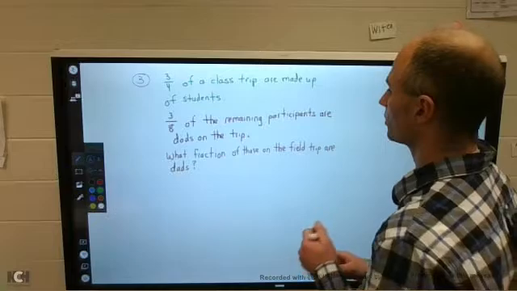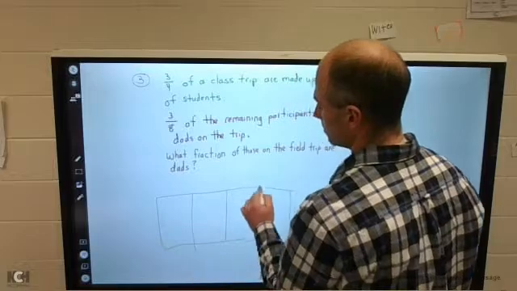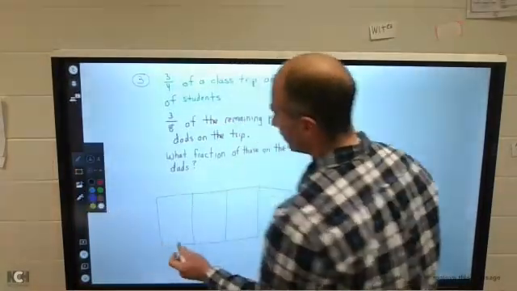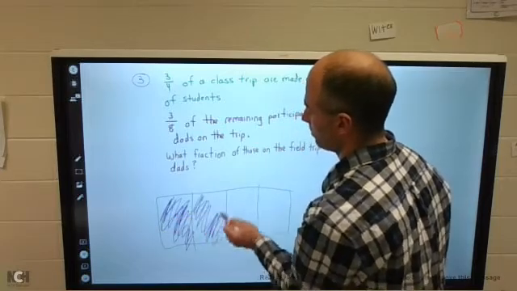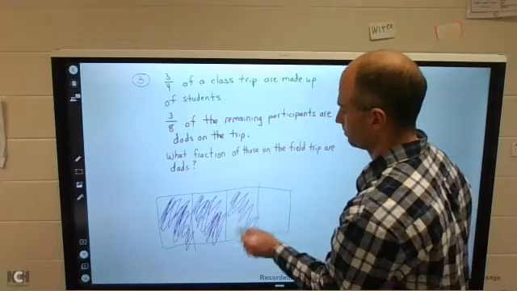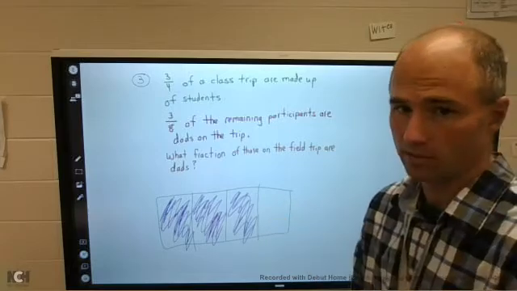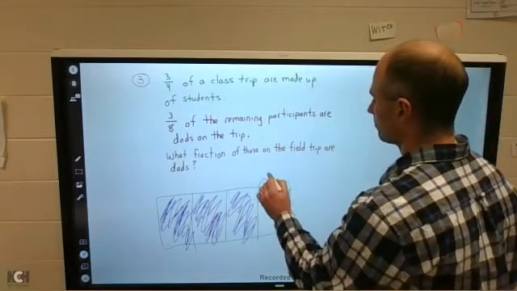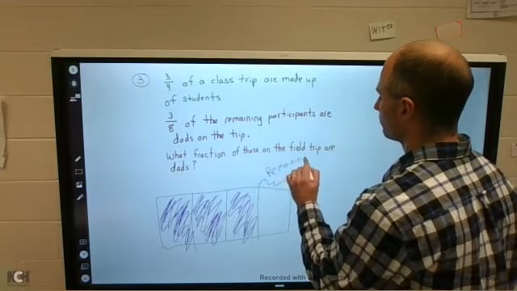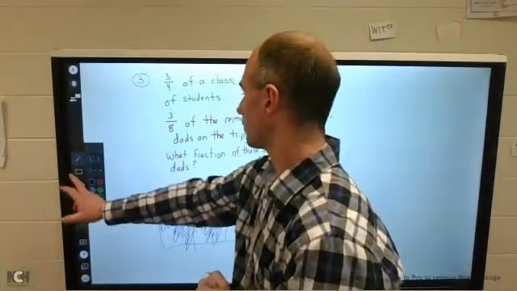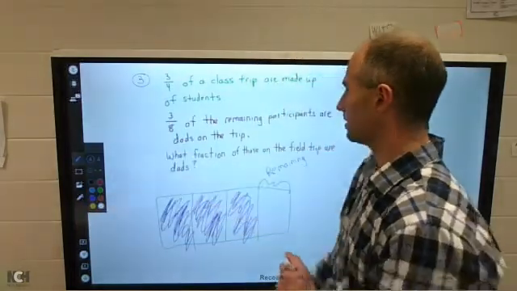So 3/4 of the class trip are students. Well, most class trips are going to be made up of students, so that makes sense. In this case, 3/4 of them, 3/4 are the students of this whole entire class trip. Okay. 3/8 of the remaining participants are dads on the trip. Here's my remaining, my rest. Therefore, I'm going to break this up into eighths now. 3/8 of the remaining.